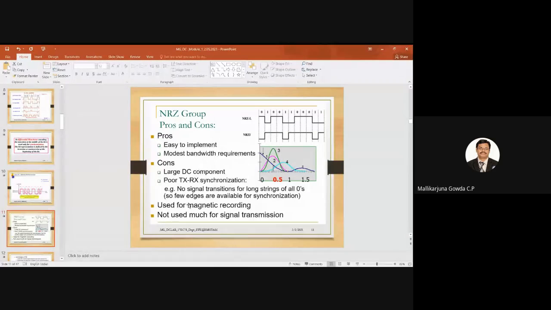Okay, it is used for magnetic recording, and not used much for signal transmission. So this is the application, what I can say, of NRZ type of line coding. So don't worry about this NRZ-L and NRZ-I. Slightly, I think you don't have to take up this.